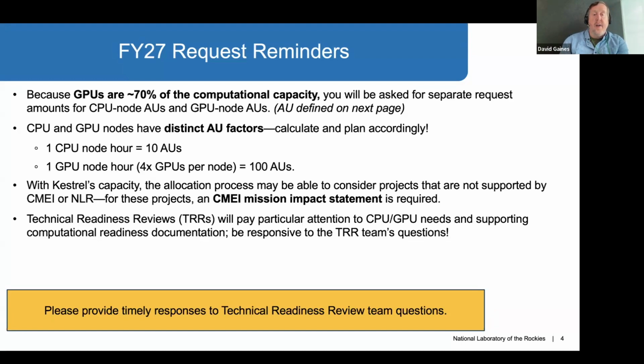AUs I define on the next slide, but it's allocation units. The idea is that we want some common baseline currency to compare systems. And so on Kestrel, one CPU node hour is 10 AUs, one GPU node hour is 100 AUs. An important caveat is that the GPU nodes are shareable, splittable. So you can use one GPU on the GPU node and be charged 25 AUs, so basically the fractional amount of the node that you use.